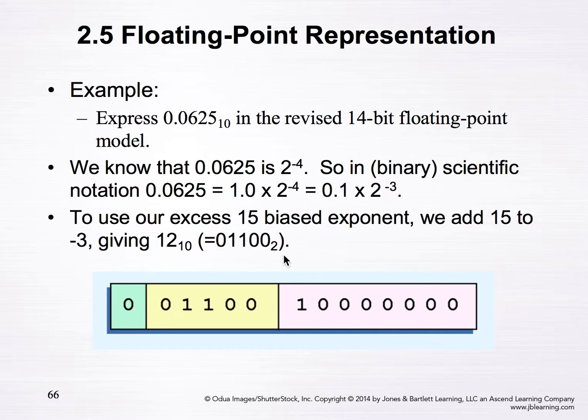To use our excess 15 biased exponent, we take negative 3, add it to 15, and obtain 12, and we represent 12 in binary and get this binary string. This binary string is put into the exponent part of the model. This is a positive number, so the sign equals 0, and after the binary point there's a 1, so 1 goes here, and the remaining part is 0.